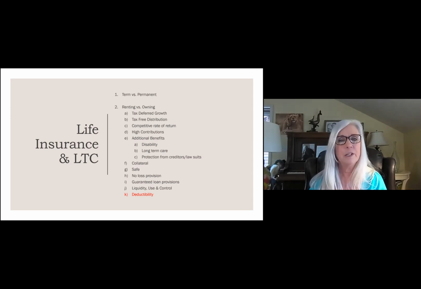Collateral, high contributions, disability, long-term care, protection from creditors, that's okay. But you don't have the no loss provision in a Roth. You don't have the safe harbor. You don't have the guaranteed loan provisions or liquidity, use, or control of your money. So where a Roth stops, a life insurance policy can continue.